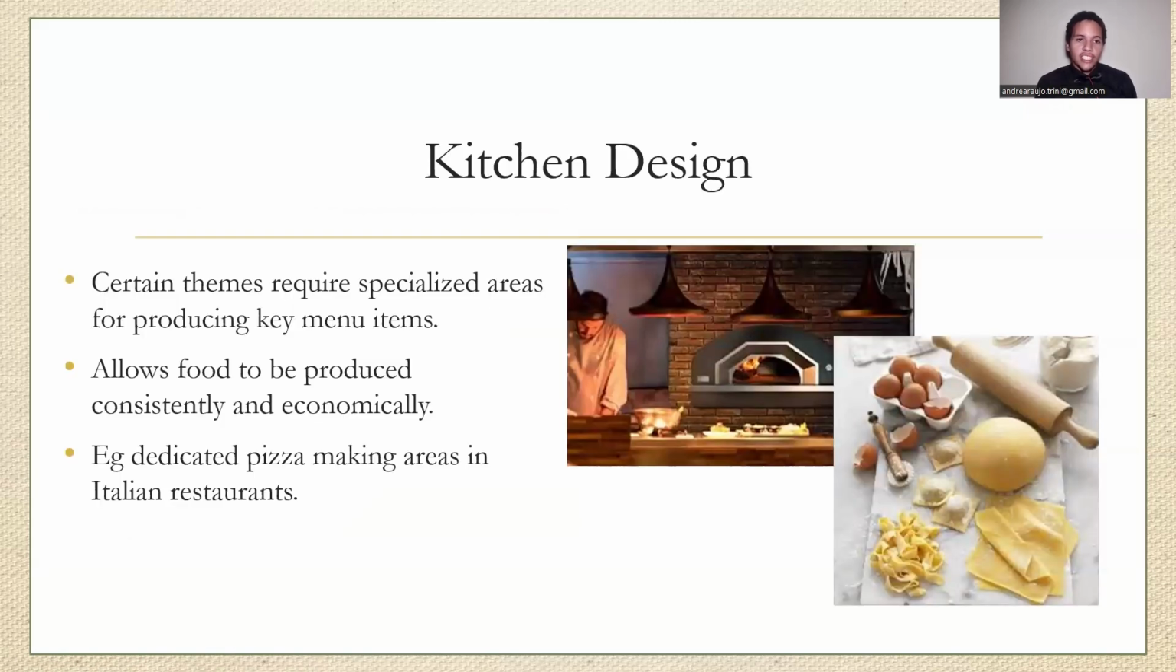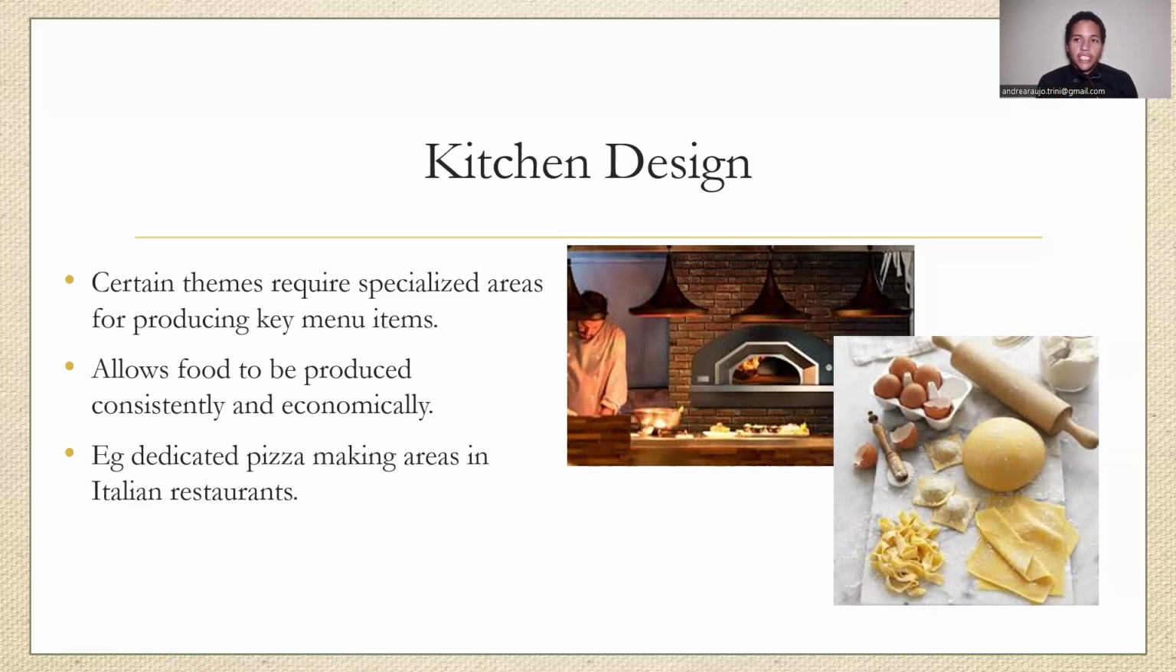Then there's kitchen design. Certain things require specialized areas for producing key menu items. This allows food to be produced consistently and economically. When restaurants do not have this, there'll usually be large bottlenecks. The food will be inconsistently prepared, or it'll just be generally unpleasant for both people back of house, front of house, and guests included. So, for example, in Italian restaurants, they'll have a dedicated area for making pizza.